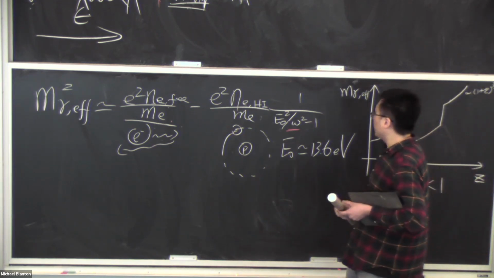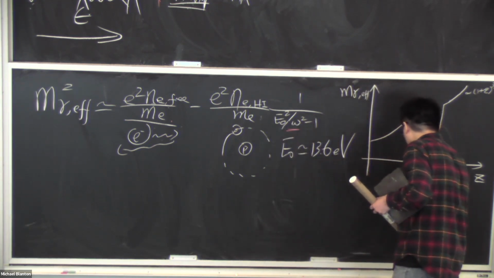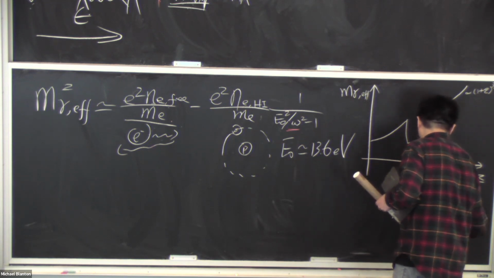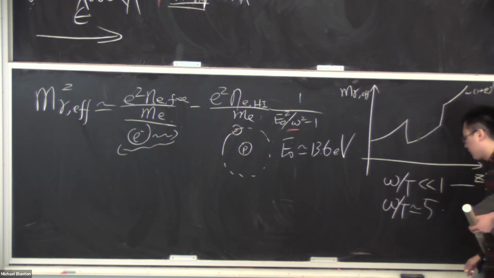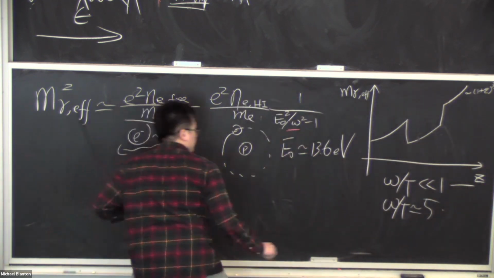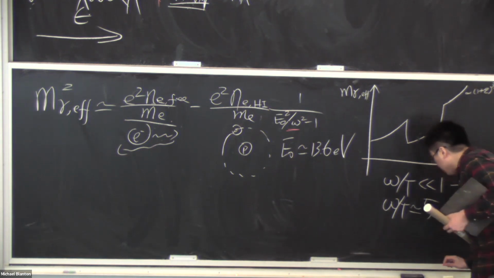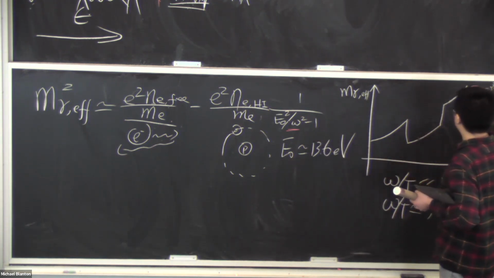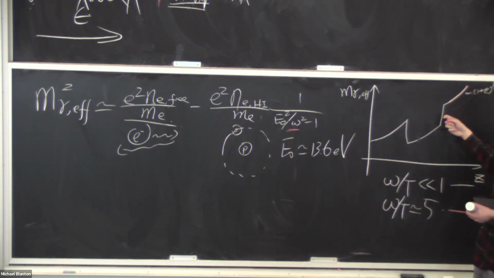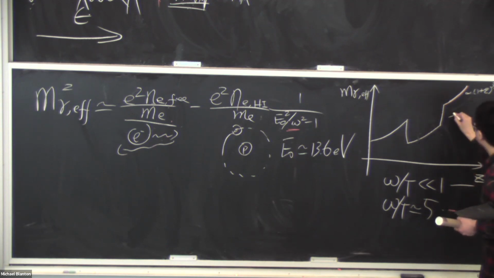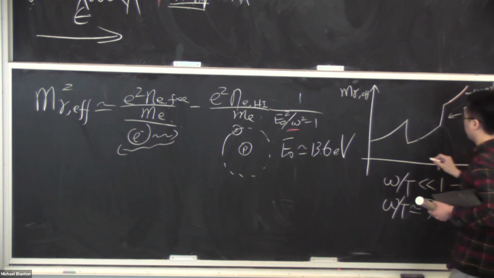However, for the case when omega is large, let me choose a benchmark value of around 5, and use another color. In this case, in the early times, because they are all free electrons, they will just follow this curve. Now this is the recombination, and this is the reionization.